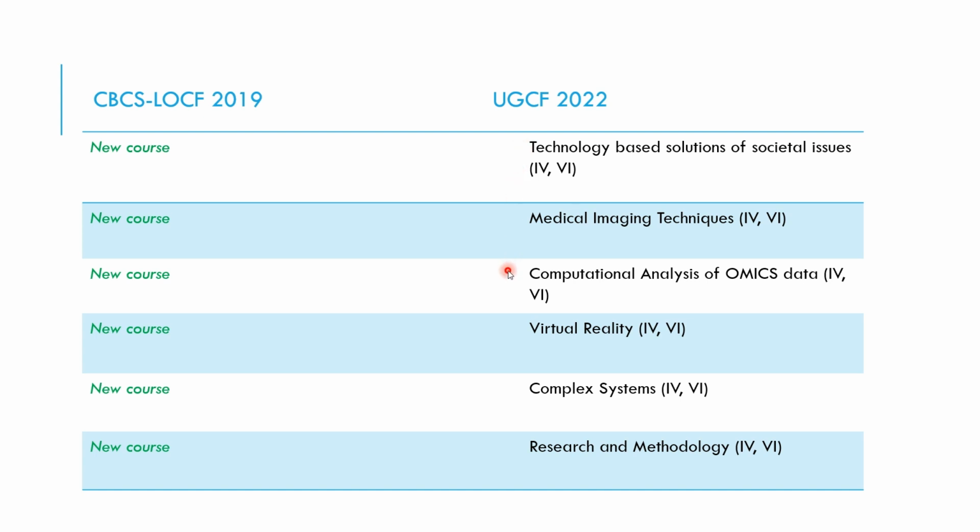data. I have talked about this before in another video. Omics data includes the fields of genomics, proteomics, and the other omics related to metabolism, related to enzymes, and all of that. It's computational biology. Virtual reality has been introduced, complex systems. Now, I don't know whether this is an extension of the complex analysis part or not. I don't remember basically. And research and methodology. And here ends our presentation.